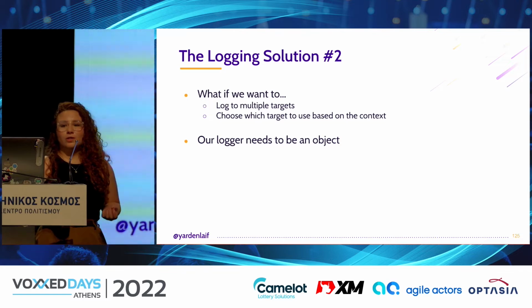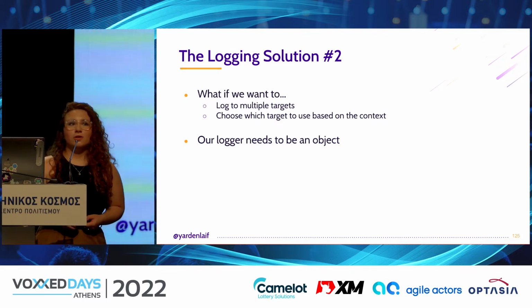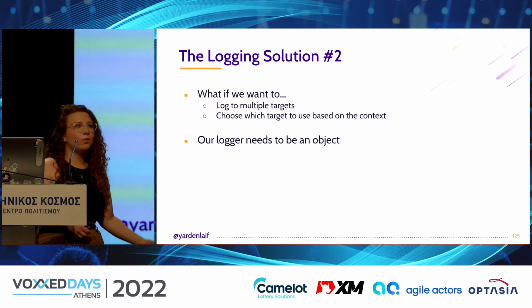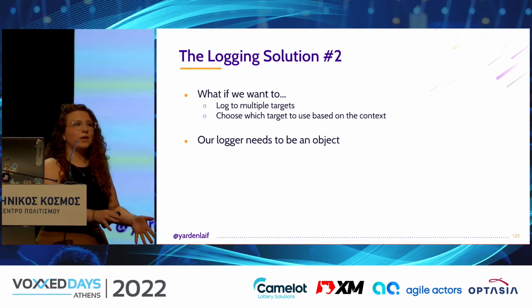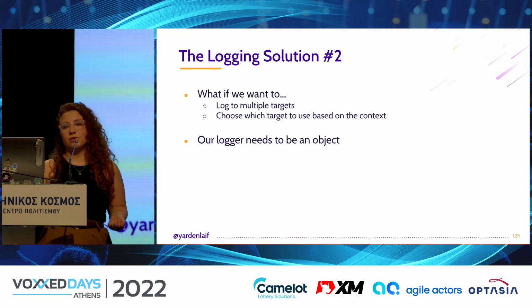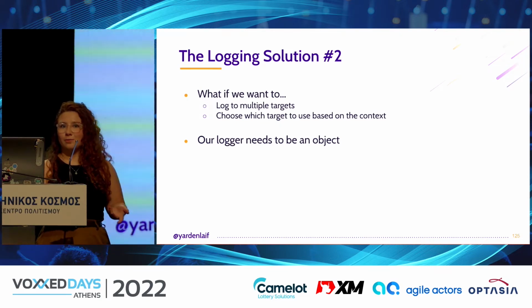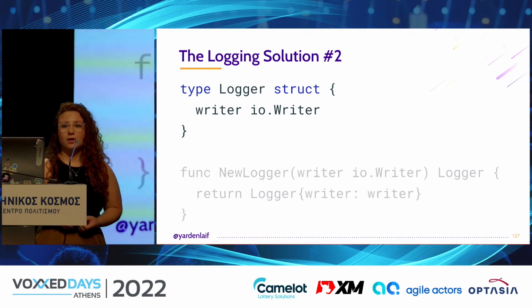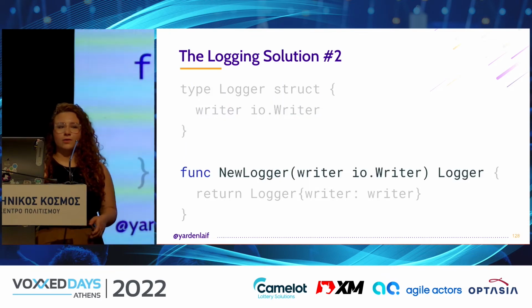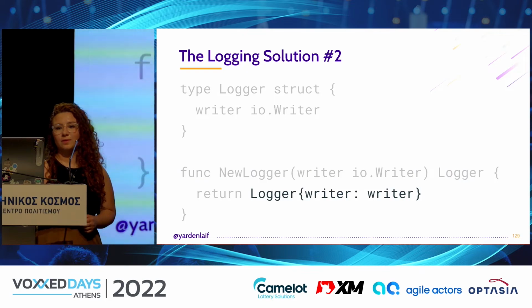Now, what if we were to log to multiple targets? Or we wanted to decide on where to log to depending on the function or the package or whatever? Well, basically what I'm getting at is that our logger needs to be a struct, or an object, which is a struct in Go. So in order to do that, we can create the logger struct. We can have a field, which is a writer field, right? We'll use that io.Writer type again. And then we can wrap the initialization in a new logger function and pass it a writer, return that logger from the constructor.